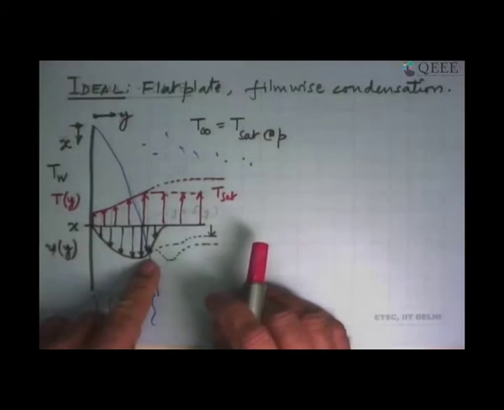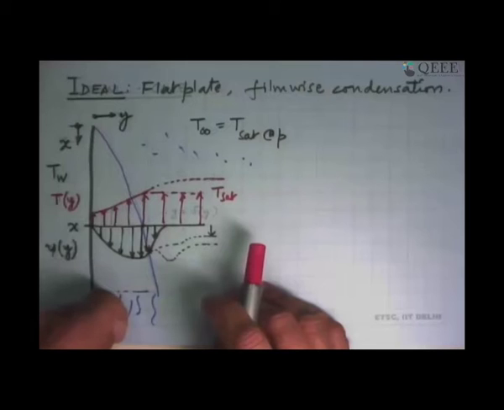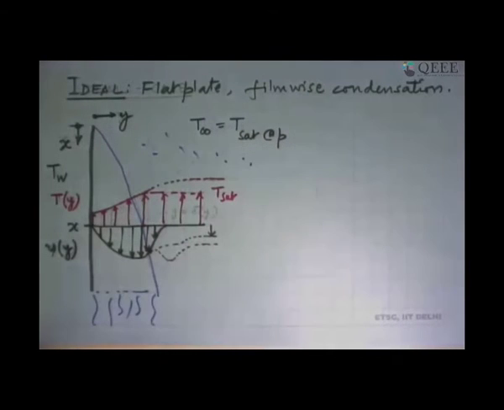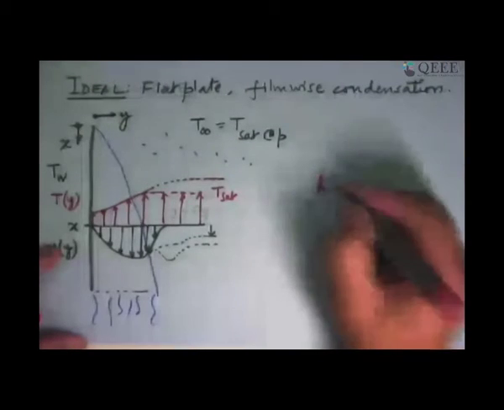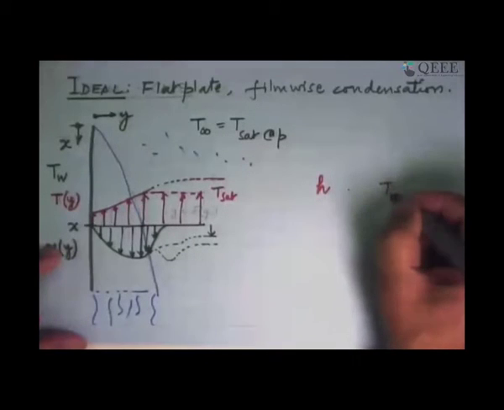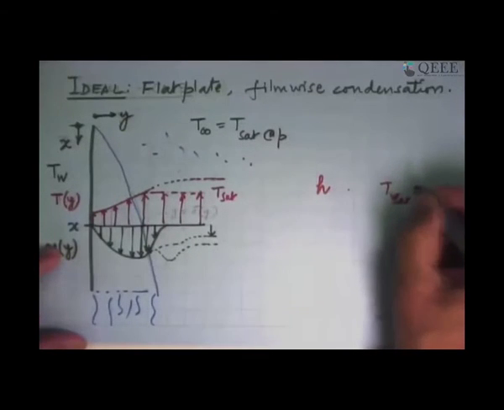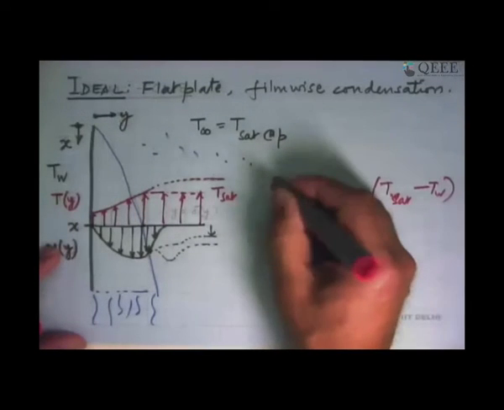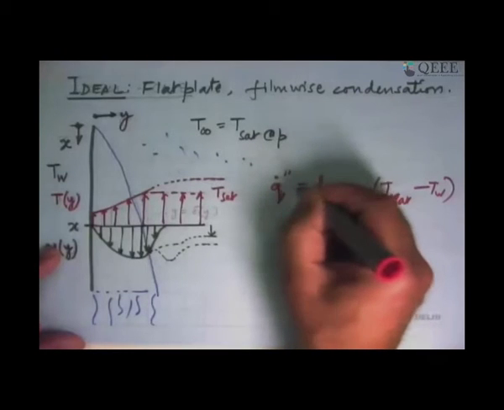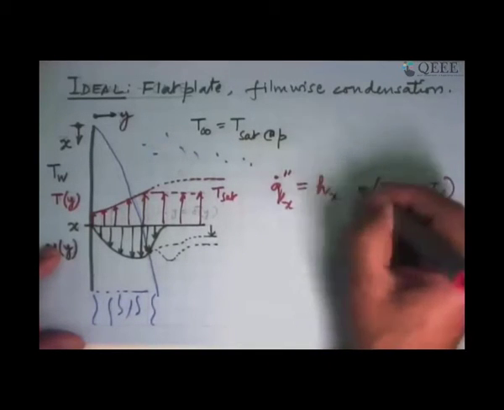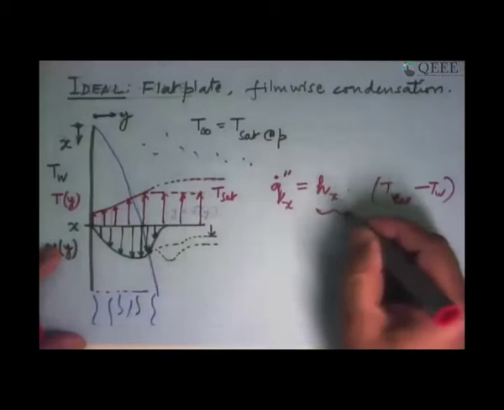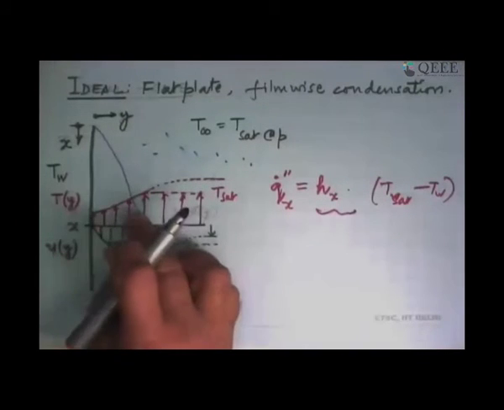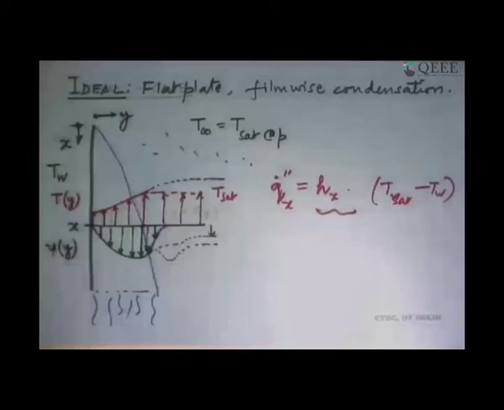Now we have seen how the downward velocity varies normal to the plate. And now we use this information to get a relation between h and T_sat minus T_w. Ultimately, that's what we want: q double dot prime, or a local heat transfer coefficient. This is what we want to do. So this is determined by the dynamics of this flow, the temperature distribution in this and the velocity distribution in this.